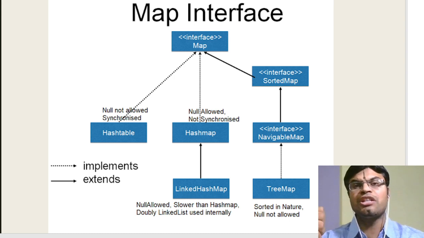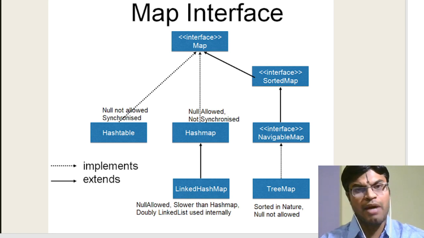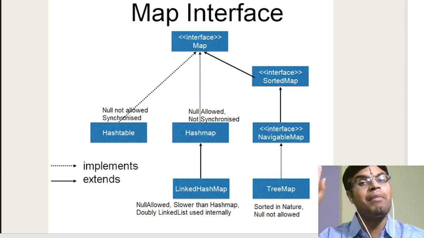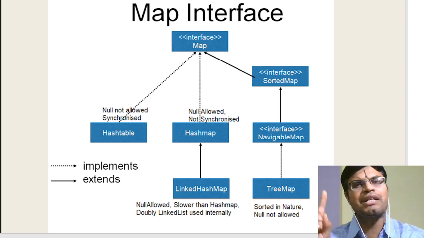One is that hash tables do not allow any null values or null keys. But a hash map can contain one single null key and multiple null values. That is one big difference. Another difference is that hash tables are synchronized, whereas hash maps are not synchronized.